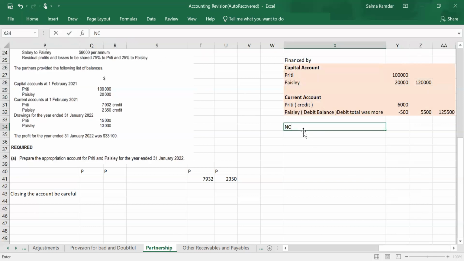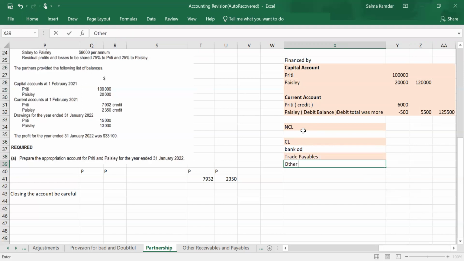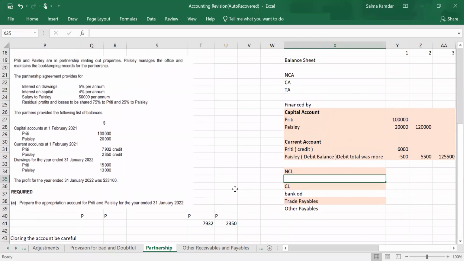Then you will write the non-current liabilities. Then you will write the current liabilities. What could come in current liabilities? Bank overdraft, trade payables, other payables. Is debenture a liability? Debenture is a liability. It's a non-current liability. And then you will continue your balance sheet the way it is. Are you sure you all are with me? So this is something different in the partnership account.